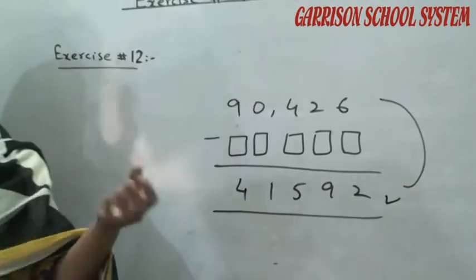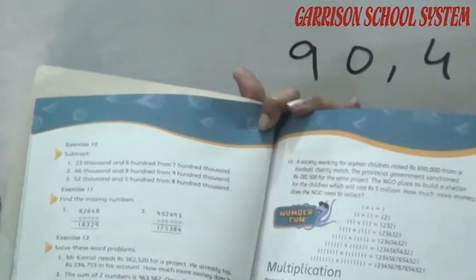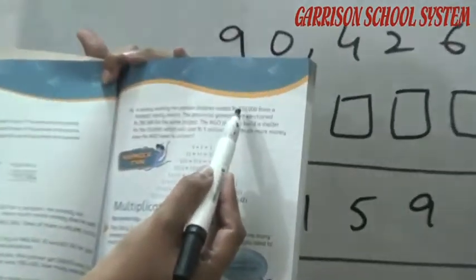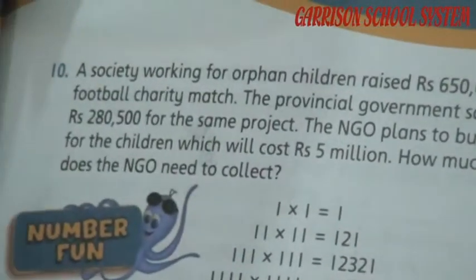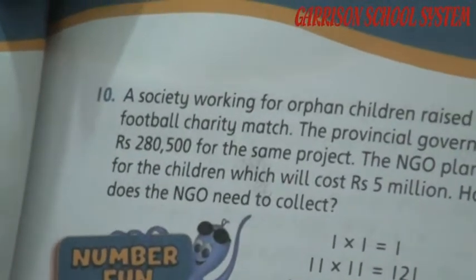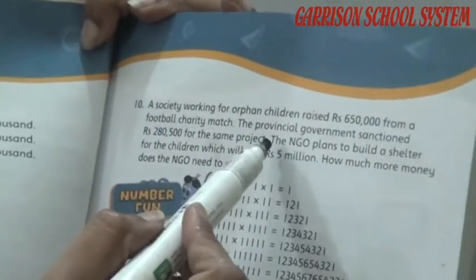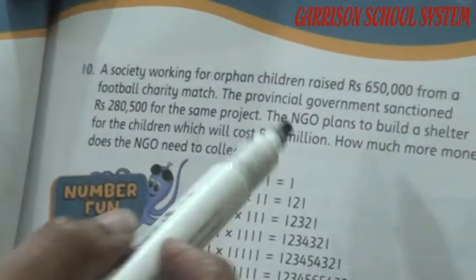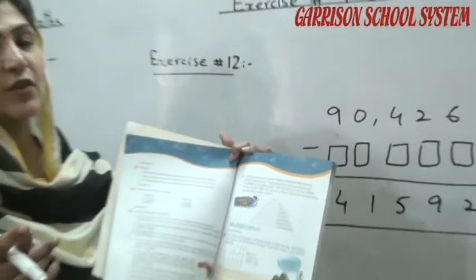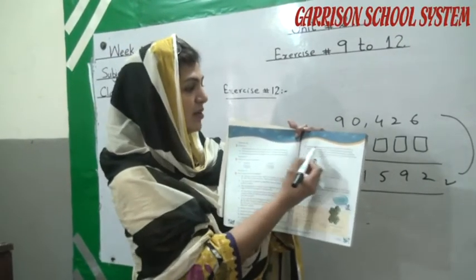Similarly, question number 10: a society working for orphan children raised rupees 650,000 from a football charity match, and the provincial government sanctioned rupees 280,500 for the same project. Students, what we have to do is first find the collection of money which they have collected. So we have to find how much they have collected, this amount and this amount.